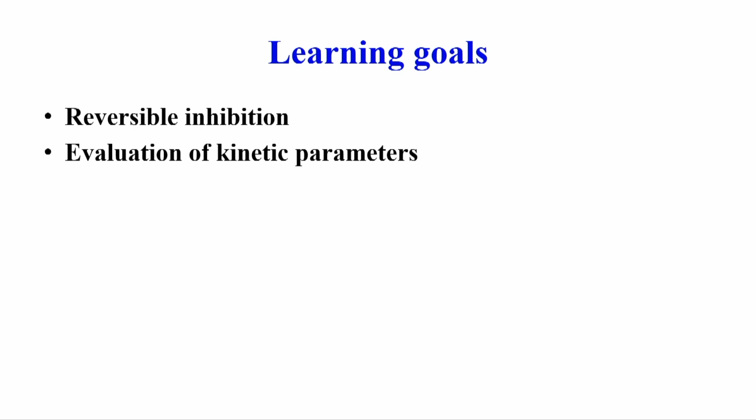We will see there are two kinds of enzyme inhibition, reversible and irreversible. First we will see reversible inhibition, particularly competitive, uncompetitive and non-competitive inhibition. Then we will see how to calculate the kinetic parameters in the case of enzyme inhibition.